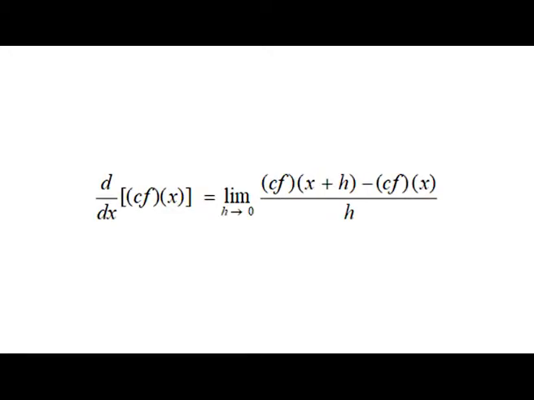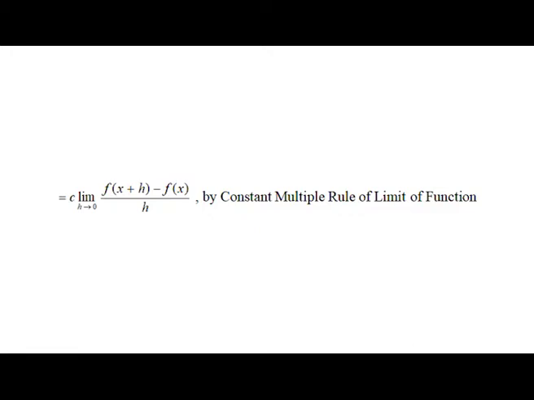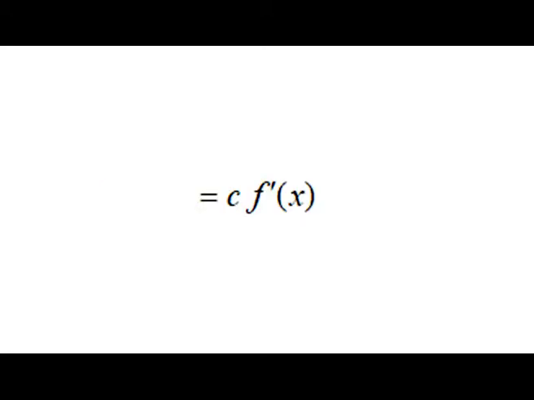d upon dx of c f of x equals limit of c f of x plus h minus c f of x upon h as h approaches 0, using the definition of derivative with c f in place of f, which is equal to c times limit of f of x plus h minus f of x upon h as h approaches 0, by constant multiple rule of limit of function, which is equal to c times f prime x.